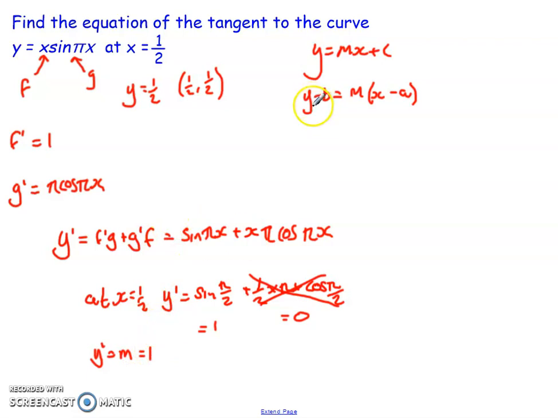So all I do is substitute the information into here and rearrange it into the format I want. So y minus b equals m bracket x minus a. M is 1, a and b are both a half. So I've got y minus a half equals x minus a half as well. Simplify it, add a half to both sides. It's quite simply y equals x. So that there is the equation of the tangent to that curve at the point where x is equal to a half.